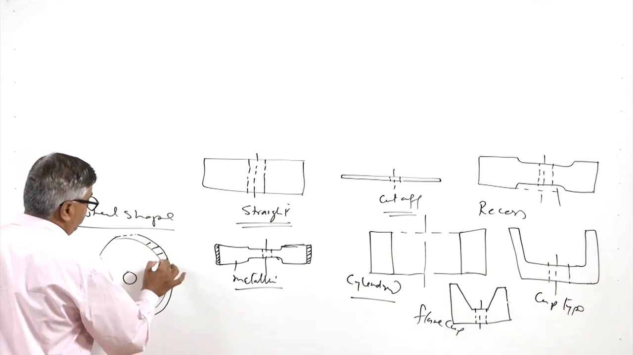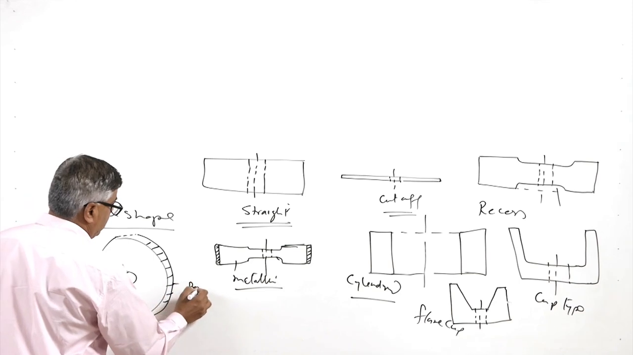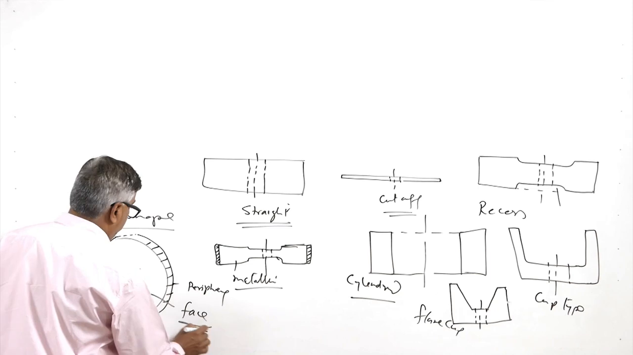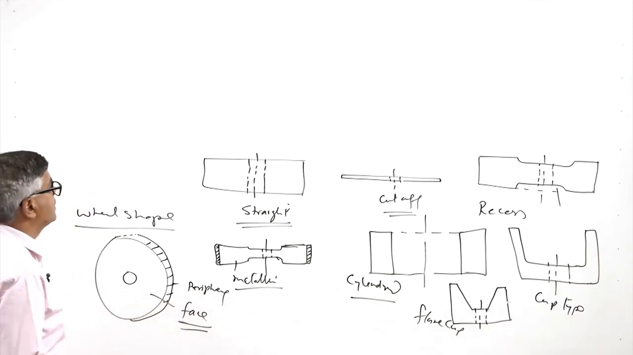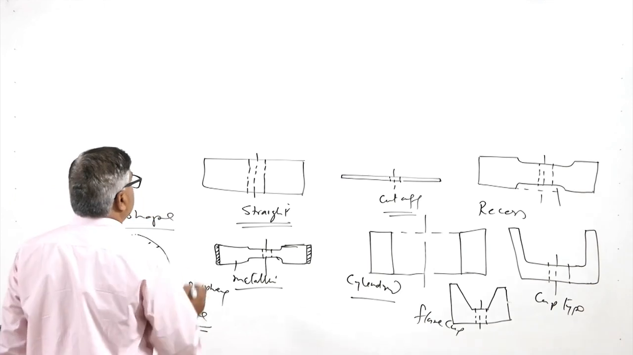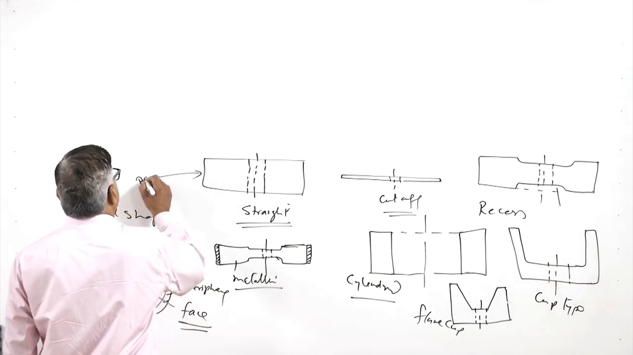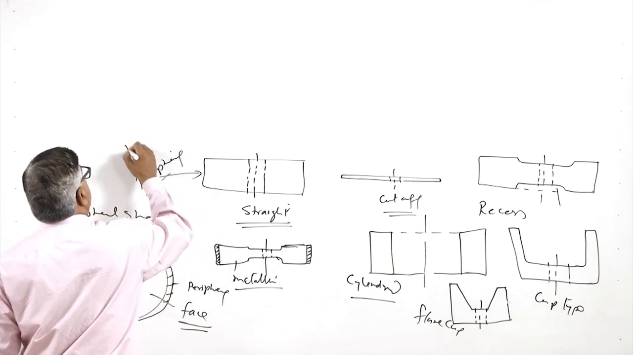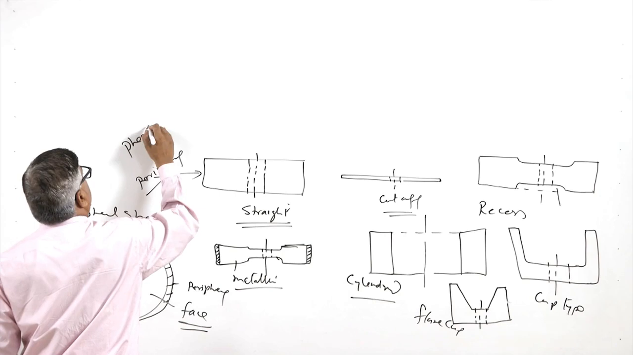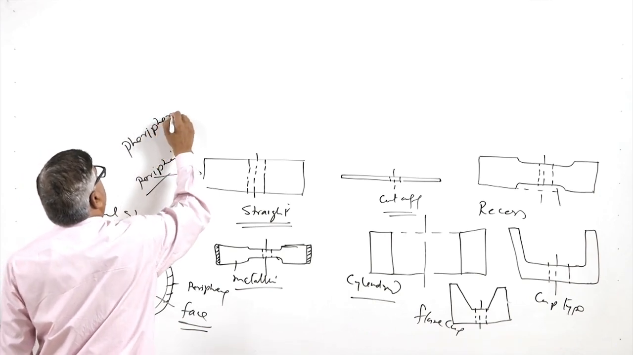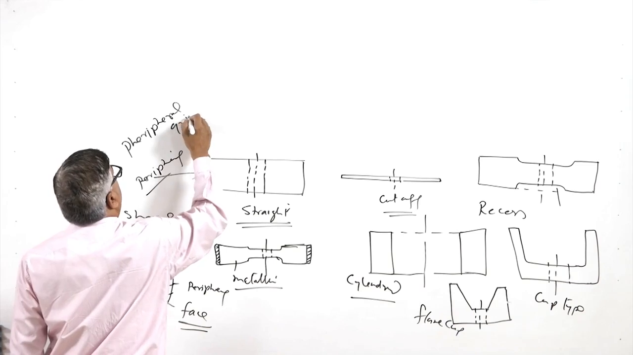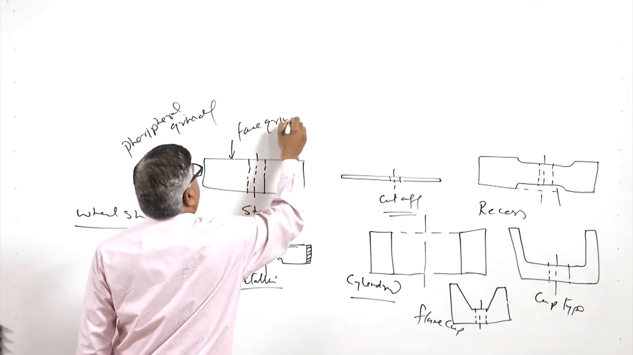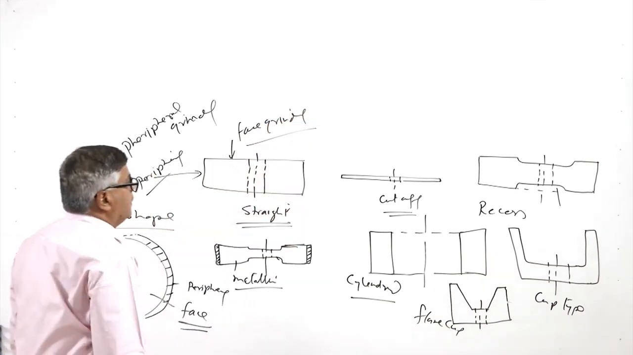So, this is the periphery of the wheel, and this is the face of the wheel. So, both the periphery as well as the face can be used for the grinding purpose. Like in this case, the periphery of the wheel can be used for grinding, and when the periphery of the wheel is used, it is called peripheral grinding, and when the face is used, it is called face grinding, similar to that of milling.